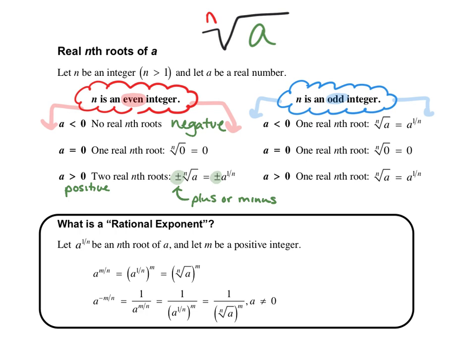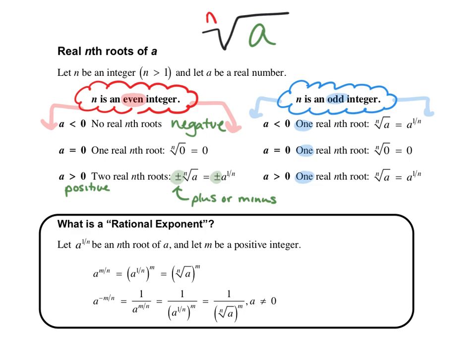When n is an odd number, the rules are a lot easier. When it's odd, there's always going to be one answer. So no matter if it's negative, if it's equal to 0, or if it's positive, there's always just one root. Odd roots are honestly easier because there's only one.